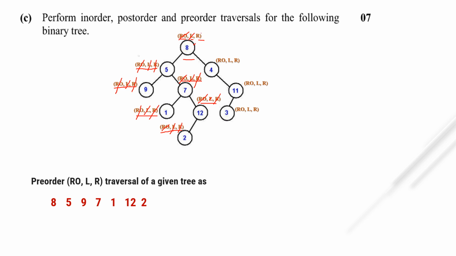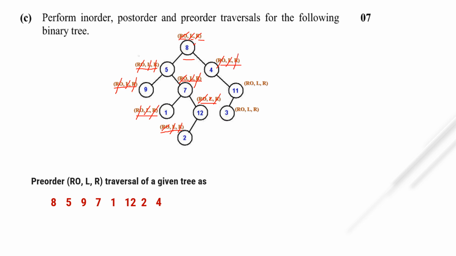So when we go to the right subtree of 8, there is a node 4. We once again apply pre-order, that is root, left, right. Root will be processed first, that is 4. 4 will be the answer. Then left subtree, there is no left subtree. Go to the right subtree.